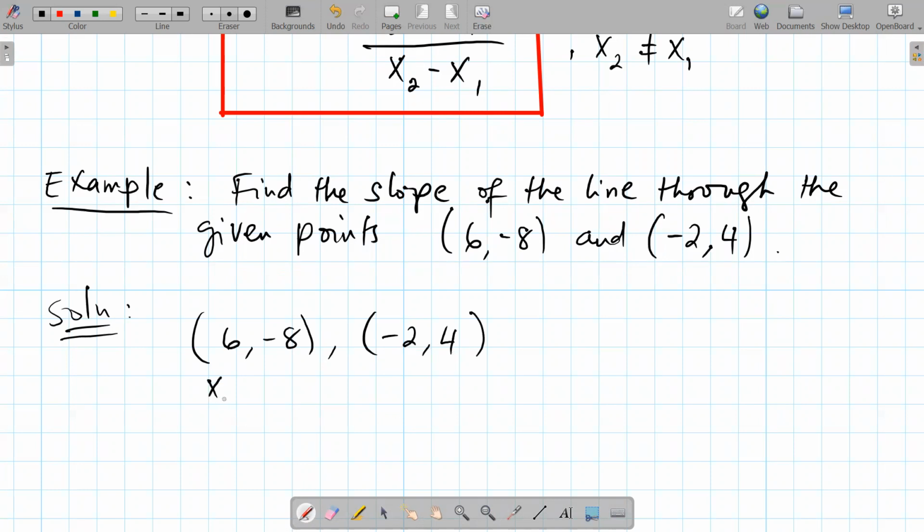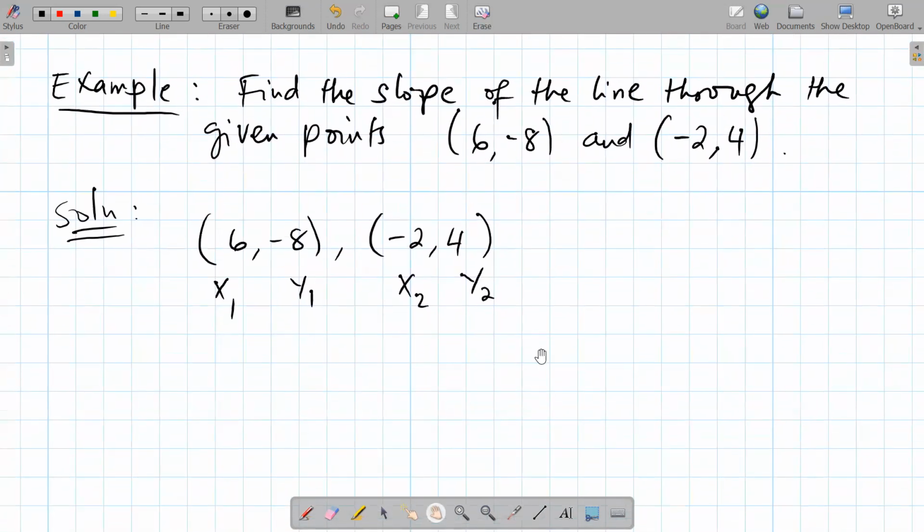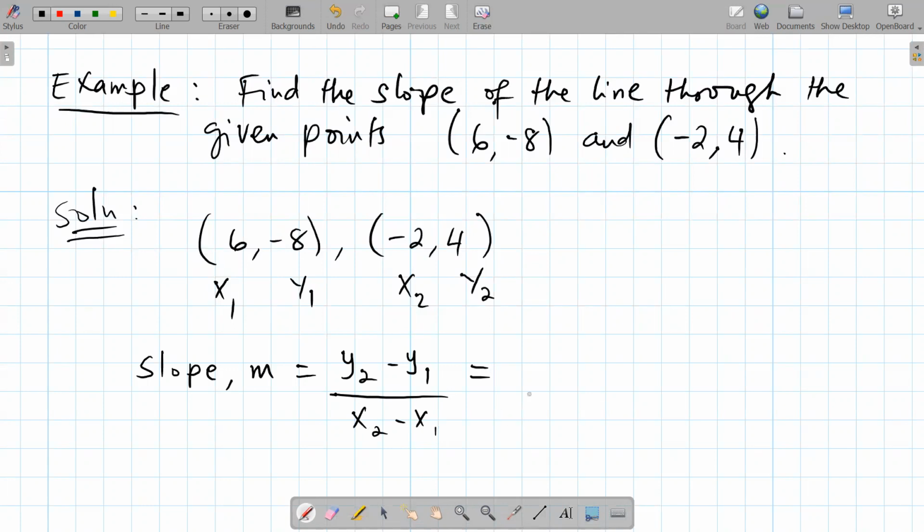I'm going to assume that this is my x1, this is my y1. I'm going to assume that this is my x2, and that is my y2. Based on the formula, the slope m is y2 minus y1 over x2 minus x1. If I plug my numbers in there, it's just going to be 4 minus -8 divided by -2 minus 6.